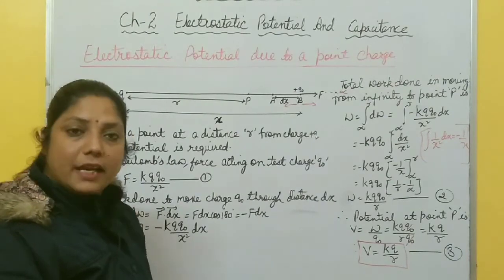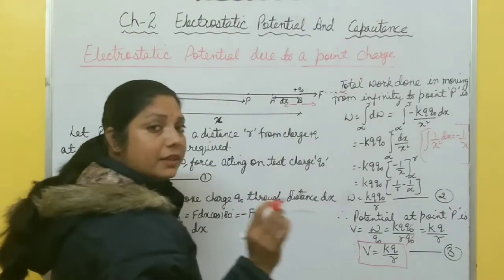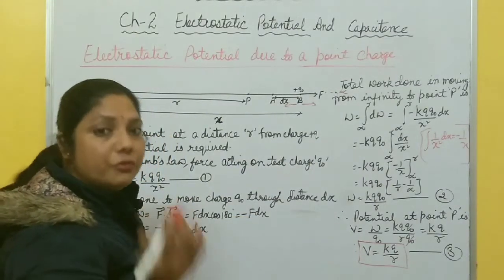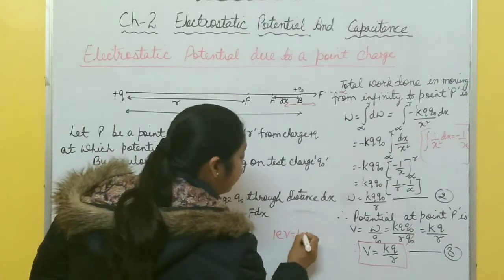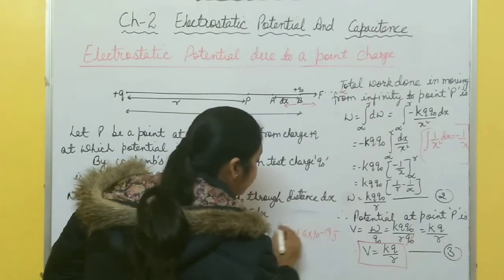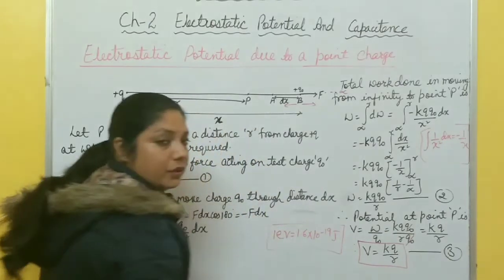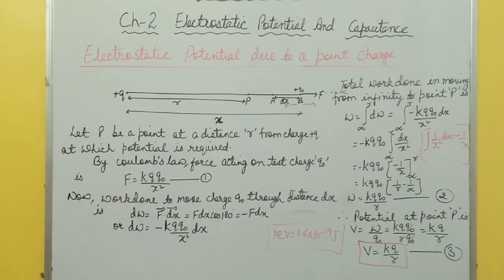And you know it is a scalar quantity, its SI unit is volt, right? There is one other unit, that is electron volt. And you know 1 electron volt equals 1.6 into 10 to the power minus 19 joule. Must remember this one also. Okay, so take a screenshot of this one. Then we'll move to the next topic, electrostatic potential due to a system of charges.